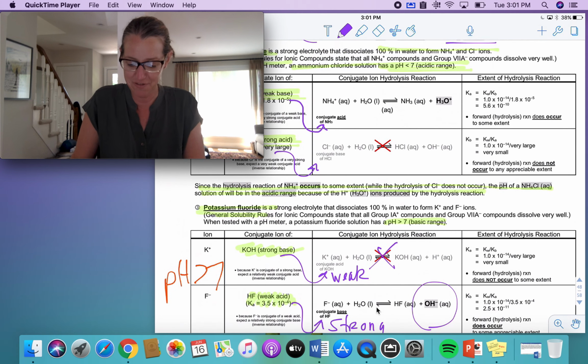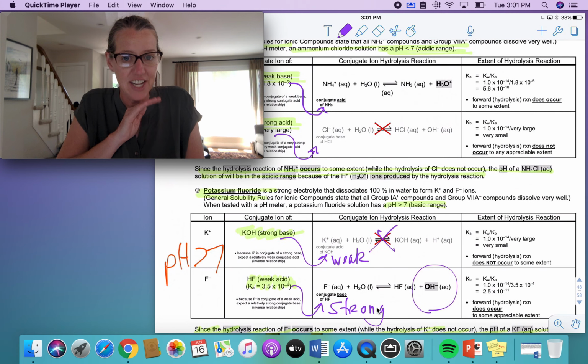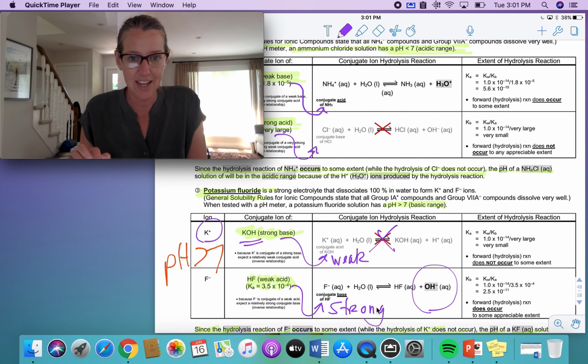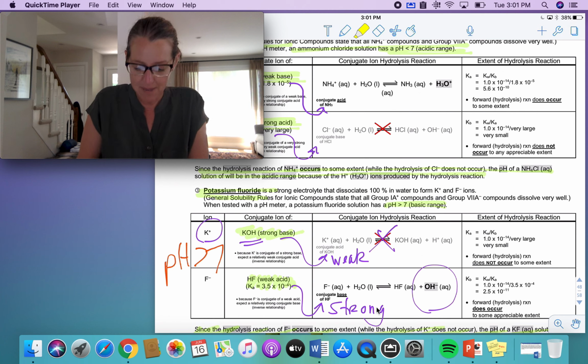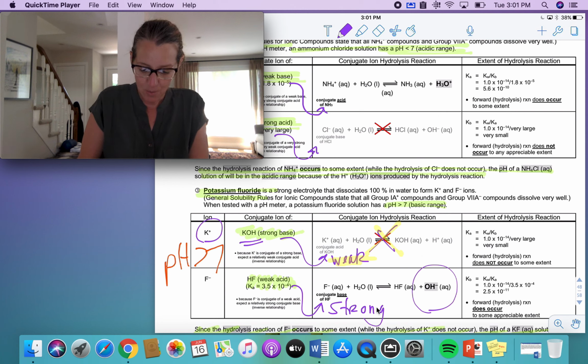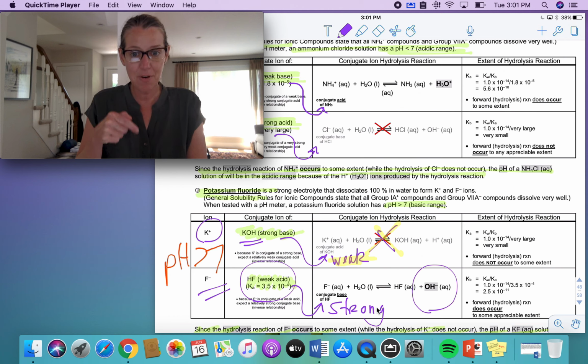Okay, so let's look at this, see if you can follow along. Potassium fluoride is a strong electrolyte. Why? Because the potassium ion came from potassium hydroxide, a strong base. A strong base produces a weak conjugate. No hydrolysis will occur because of the potassium. But that potassium hydroxide was reacting with a weak acid. Okay? The fluoride ion came from that weak acid. A weak acid produces a very strong conjugate base. It acts like a base.